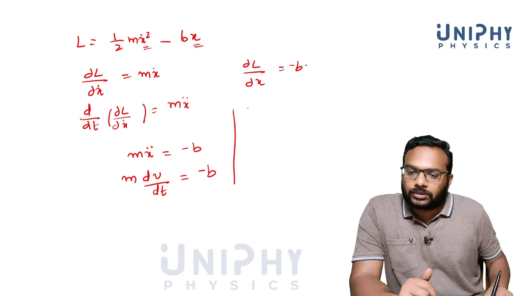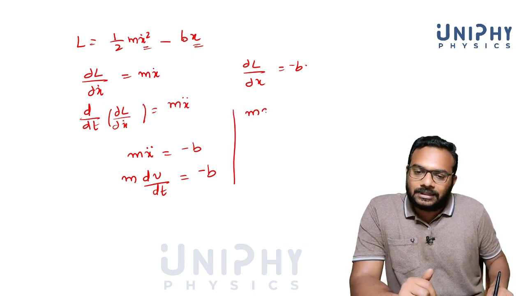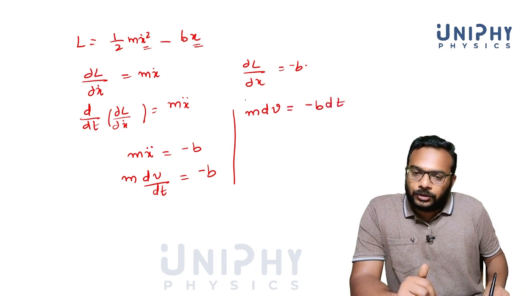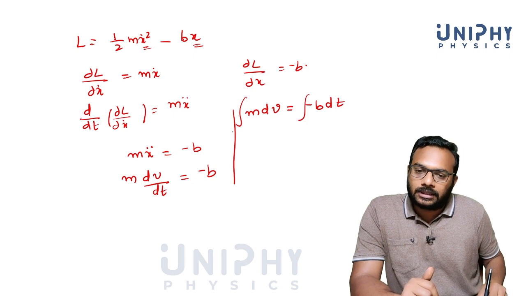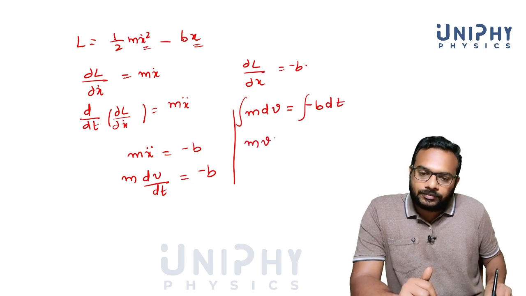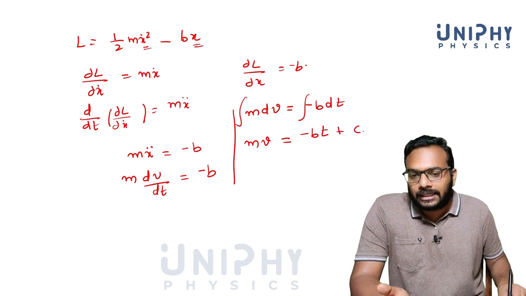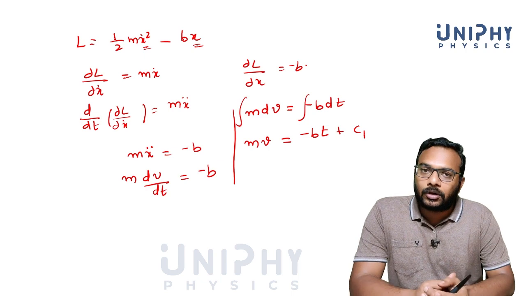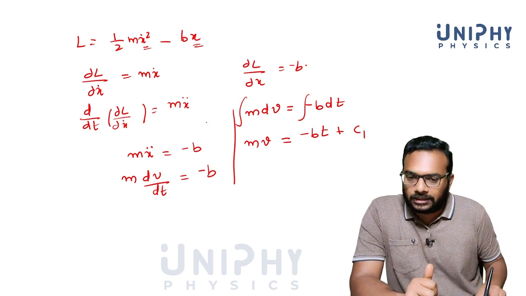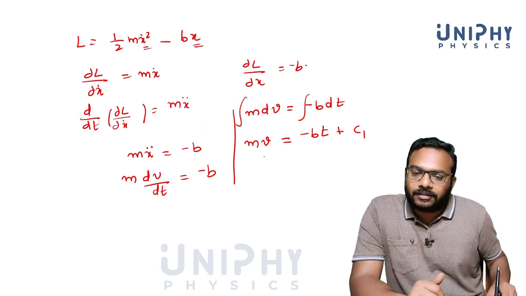So here first we integrate this. We see that m dv is equal to minus b dt. You integrate on both sides, and you see that mv is equal to minus bt, plus there is a constant of integration. We will take it as c1, because it's an indefinite integral.